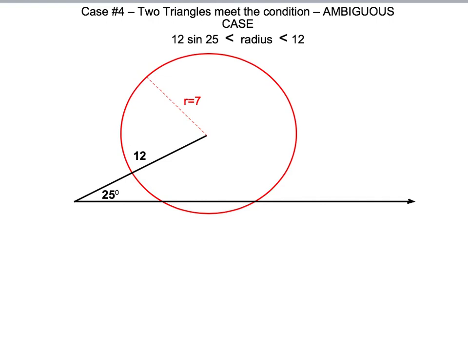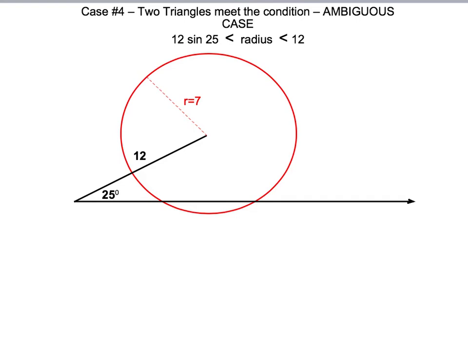And the last case is our ambiguous case. Now ideally the ambiguous case takes place when the radius of the circle we're going to draw has to be less than the first side we drew. So it has to be less than 12. And it has to be just greater than the length that we get from our right triangle, which is 12 times the sine of 25.